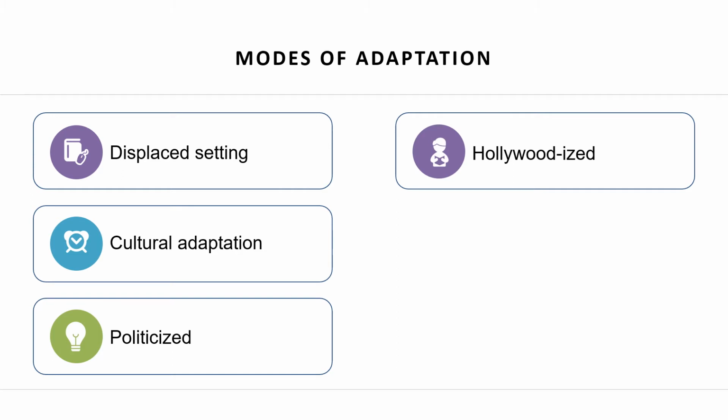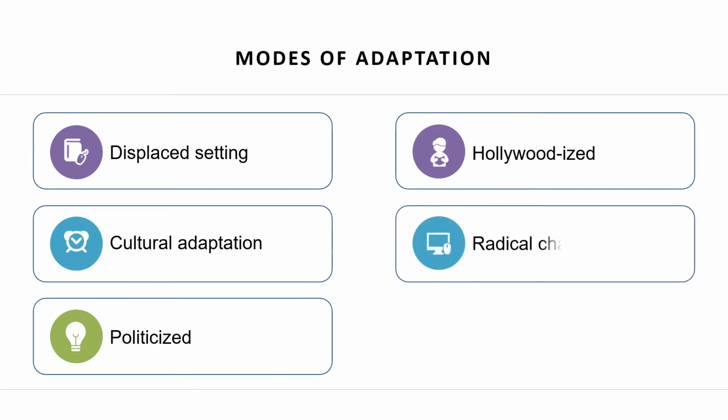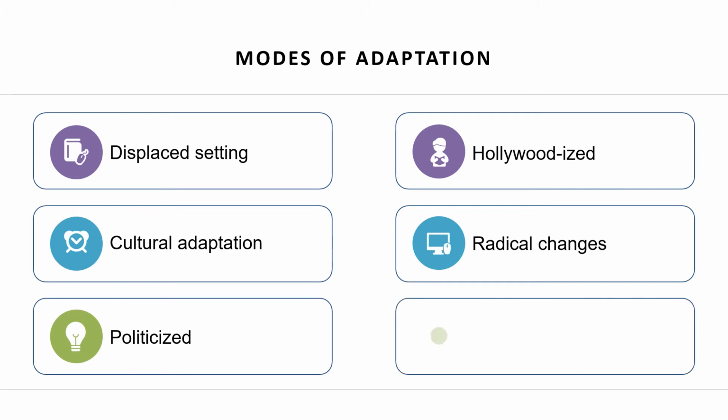Next one is Hollywoodized. Hollywoodized means it is adapted based on the characteristic of Hollywood movies. The next mode is radical change. Radical change means it changes a lot or radically. For example, the main character becomes the antagonist and so on. So it makes radical changes.